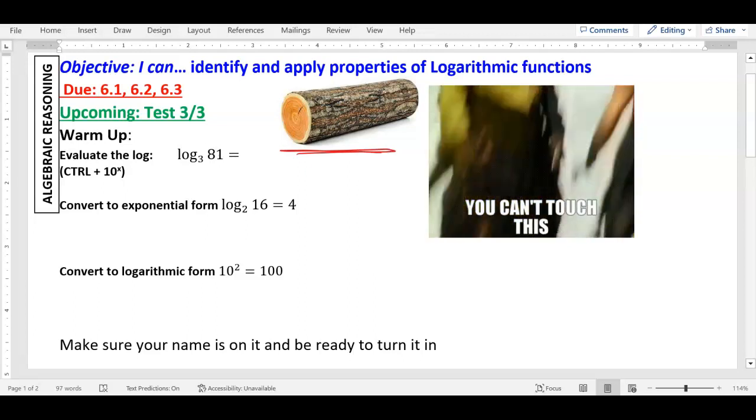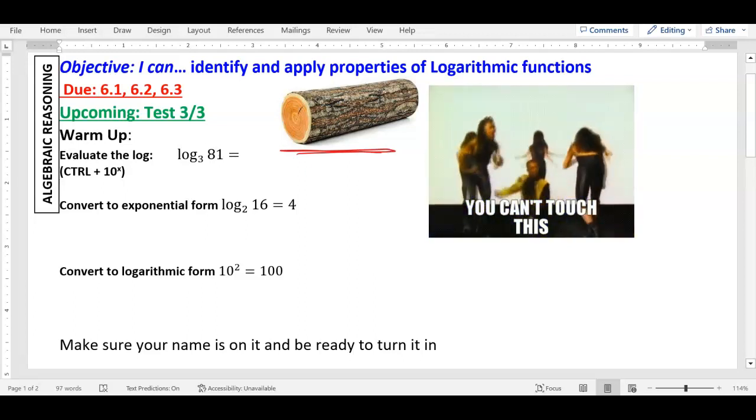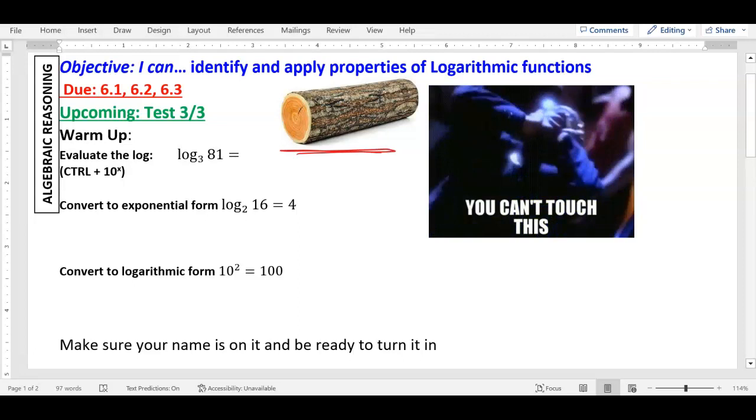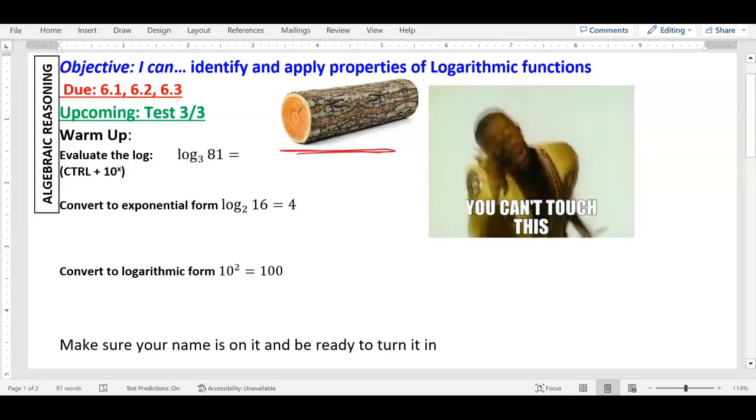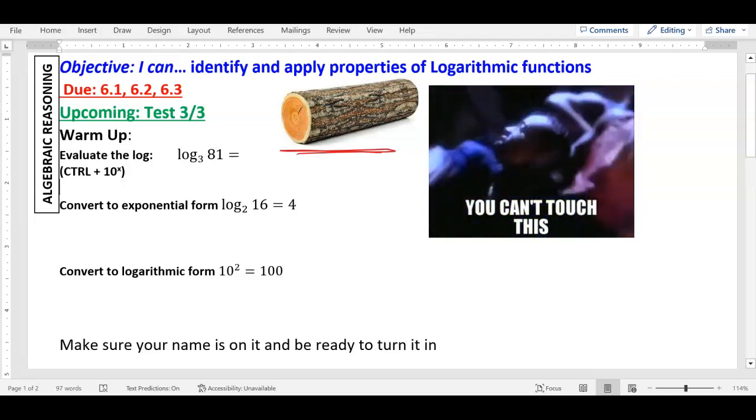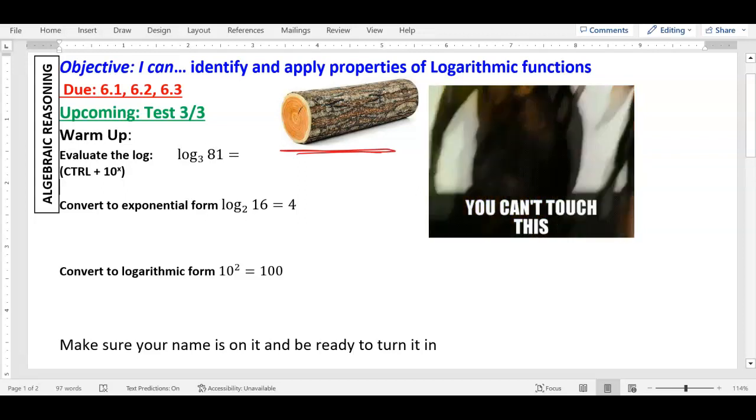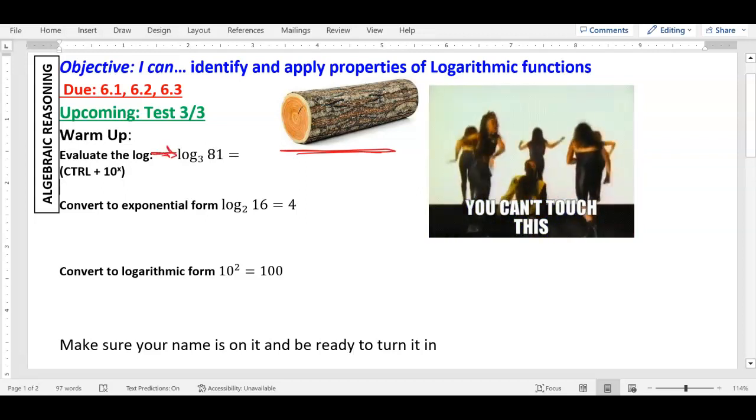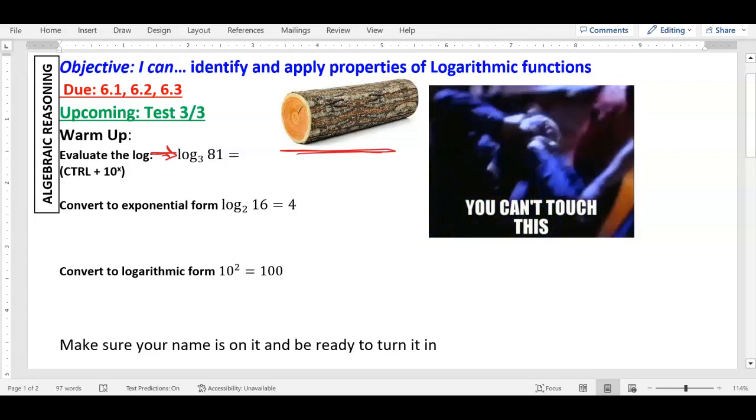You want to make sure you do 6-1, 6-2, and 6-3 and turn those in because today is 6-4, right? Okay, let's do this. So, first question, can you evaluate this log right here? Log base 3 of 81, okay?